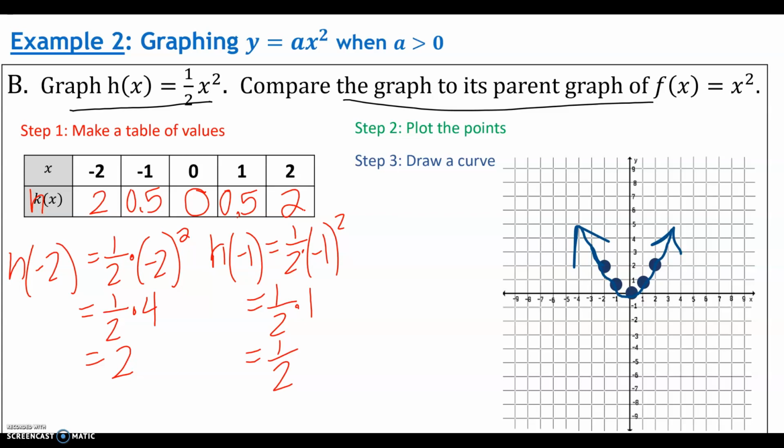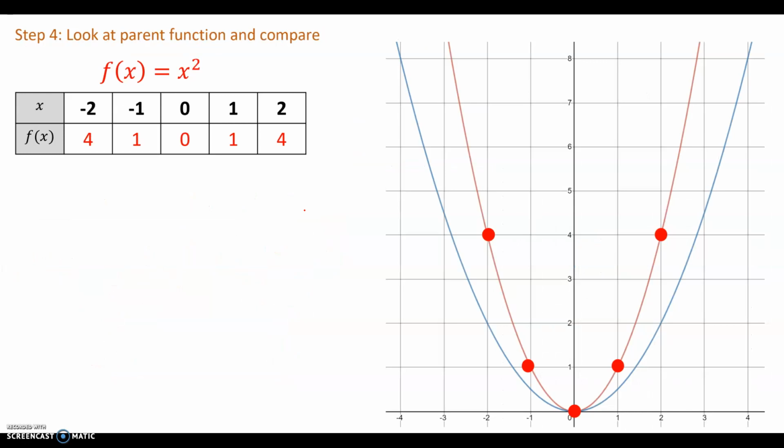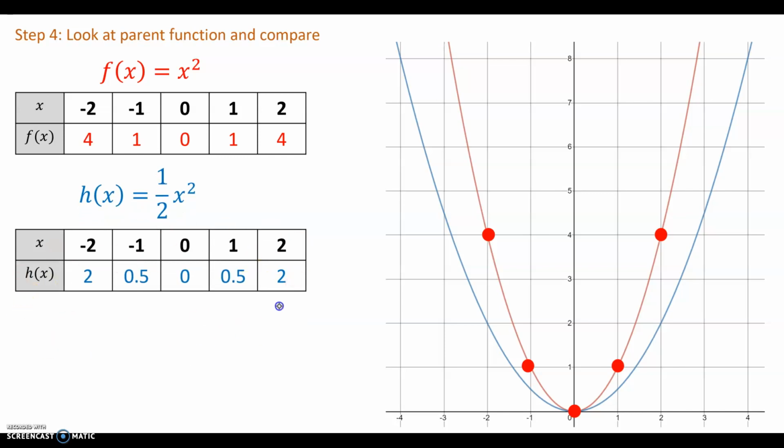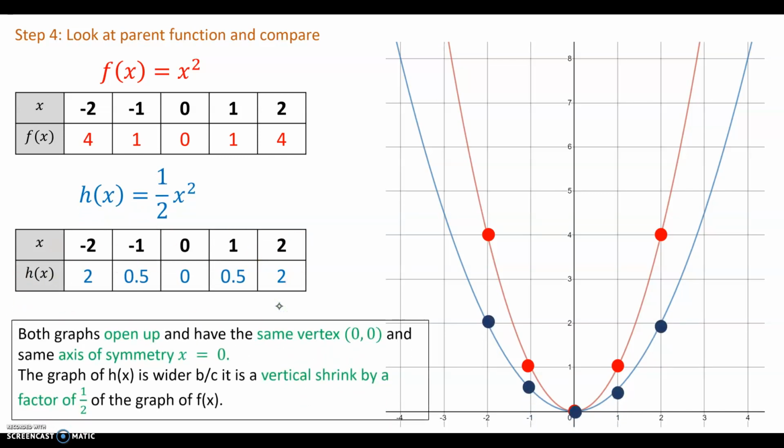Now we're going to take this and we're going to graph it on the same grid with the parent graph. So again, this is our parent graph. This is the red one. It's always going to be in red. Now the blue one is what you just did. So here you go. These are the numbers we got. And if we plot them, notice it's wider, but you still have the same vertex and you still have the same axis of symmetry.